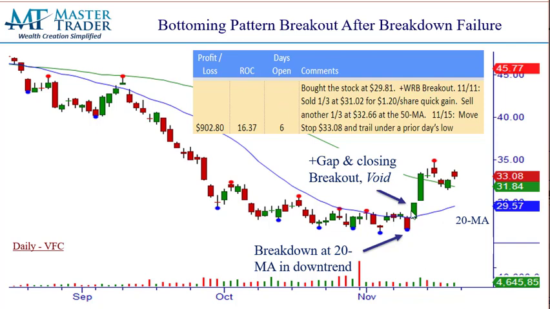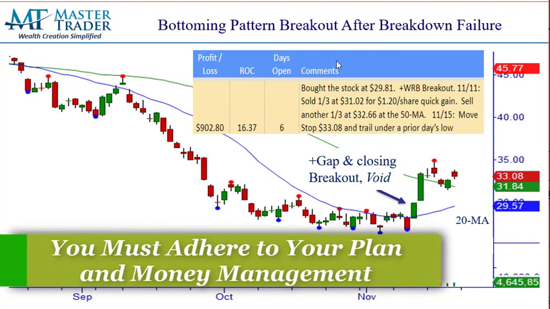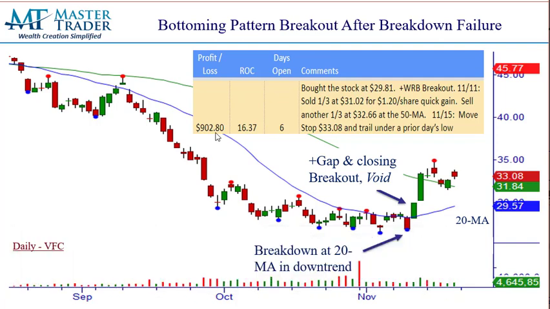We sold a third in one day. This day we sold, look, we made $1.20 just in a couple hours. We took it. We sold another third here at the 50 MA, the green line. And then we went into trail mode. Very simple. We held this 6 days and made a 16% return on capital. Our spreadsheet calculates position size based on a $300 max loss. So risking 300, we made our 3-to-1 profit to loss. Beautiful, simple trade. But this is key: this breakdown failure, 180 reversal, closing breakout with a price void.